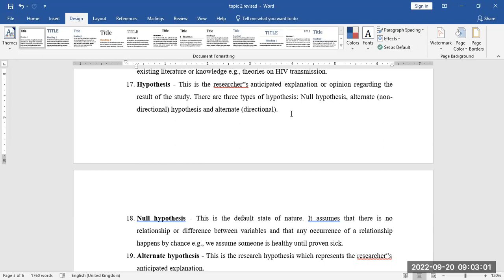So a hypothesis is an educated guess, or an anticipated explanation or opinion regarding the result of the study. There are types of hypothesis. We have the null hypothesis, the alternate hypothesis, and the directional hypothesis.